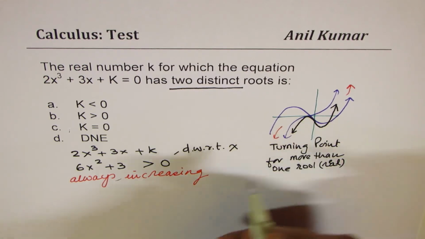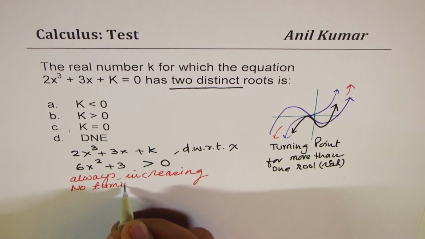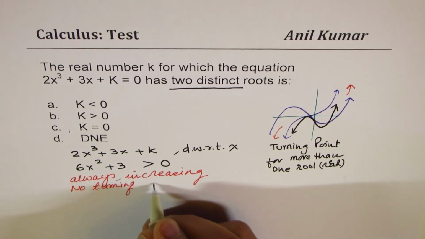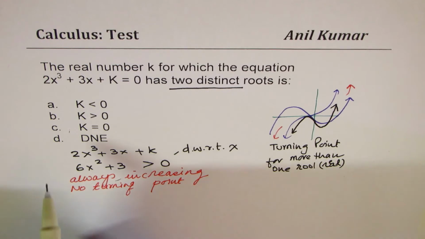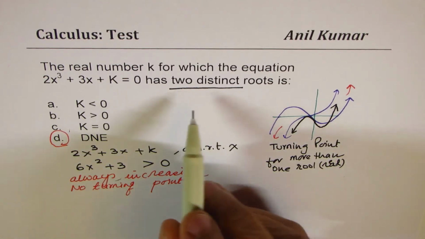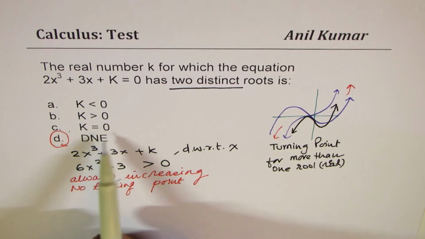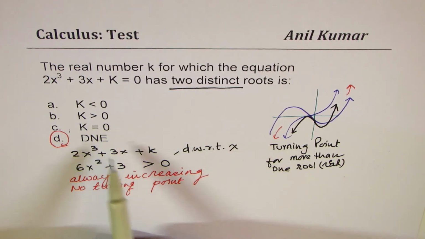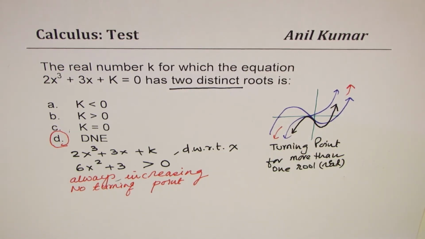So if it is always increasing, there is no turning point. So there is no turning point, and therefore we can never have two distinct roots for this. So the k value does not exist, right? There is no k which can make it turn and so have two turning points. So that becomes the answer, right?